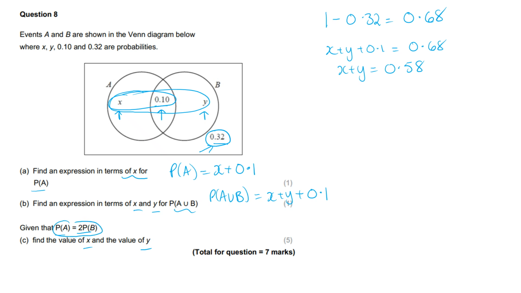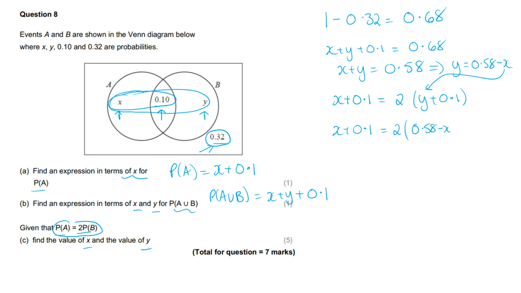Now using the given fact in the question, the probability of A, which is X plus 0.1, is equal to twice the probability of B, which is 2 times Y plus 0.1. And then from this, if we say that Y is equal to 0.58 minus X and substitute that in here, we'll get X plus 0.1 is equal to 2 times the 0.58 minus the X, which is standing for Y, plus 0.1. The 0.58 plus the 0.1 is 0.68 minus X, and then multiplying that in, X plus 0.1 is equal to 1.36 minus 2X.